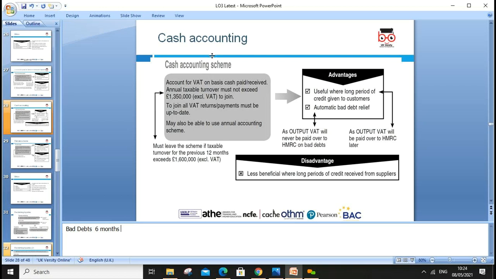Any question? How about if you subsequently receive the money after 6 months? You have to repay it back to HMRC straight away?